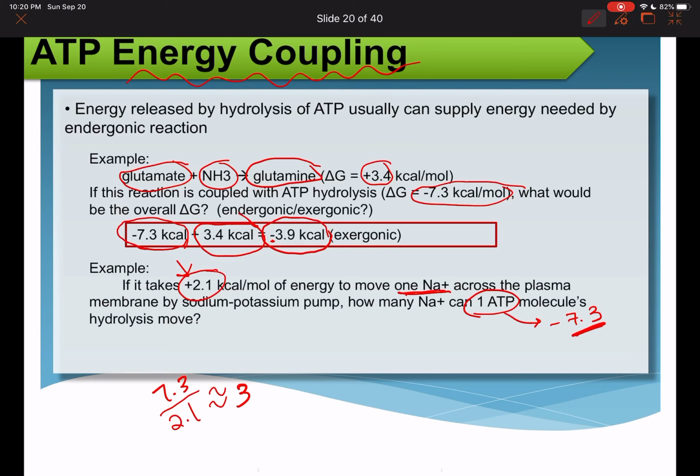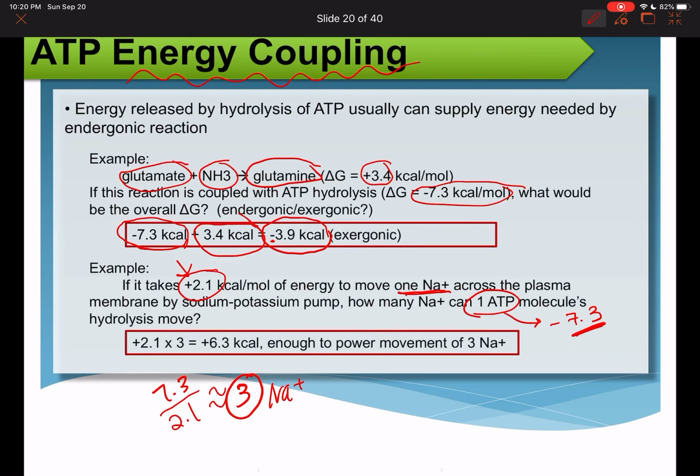We can't do half of an ion or point something of an ion, so we have to round it to the nearest number. So 3 sodium ions. Or we can think of it as 2.1 times 3 gives us 6.3 kilocal to move 3 sodium ions across via the sodium-potassium pump. And that is enough, paid by our 1 molecule of ATP energy that is produced from ATP hydrolysis. So this 1 ATP molecule is able to power the movement of 3 sodium ions.